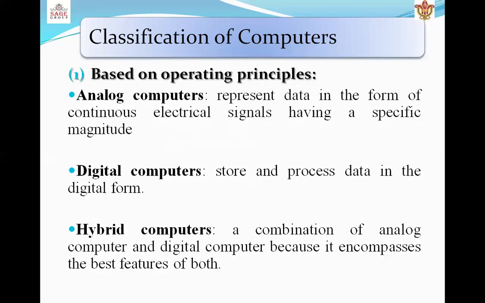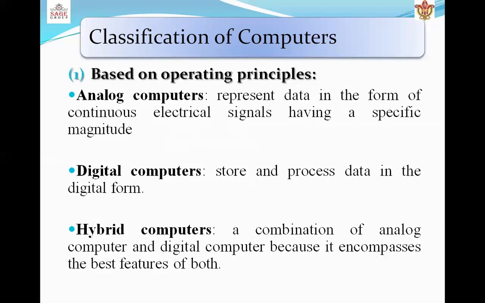Internally, computers are digital because they consist of discrete units called bits that are either on or off. But by combining many bits in complex ways, computers simulate analog events. In one sense, this is what computer science is all about. That is digital computer. Next one is hybrid computer, a combination of analog computer and digital computer because it encompasses the best features of both.